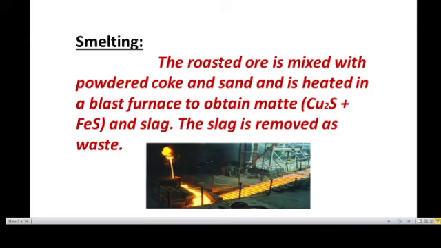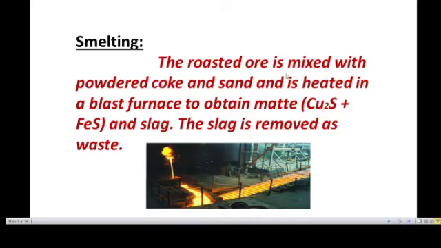And then the next process, the smelting process. The roasted ore is mixed with powdered coke and sand, and it is heated in the blast furnace to obtain matte. What is matte? The mixture of Cu2S plus FeS. This mixture is called matte. We obtain matte and slag. The slag is removed as waste after heating. This is the process of roasting and smelting.